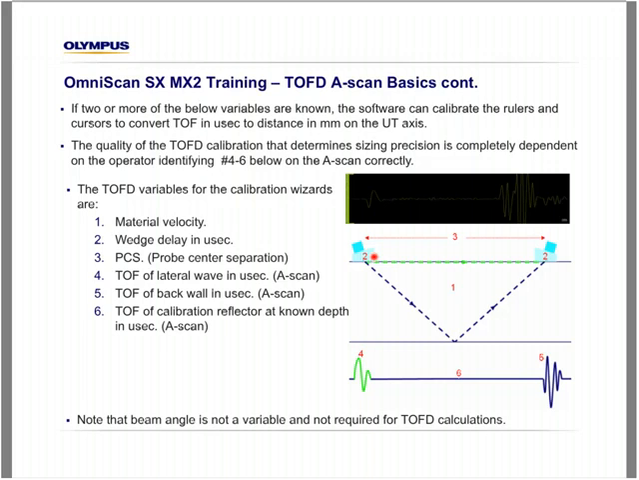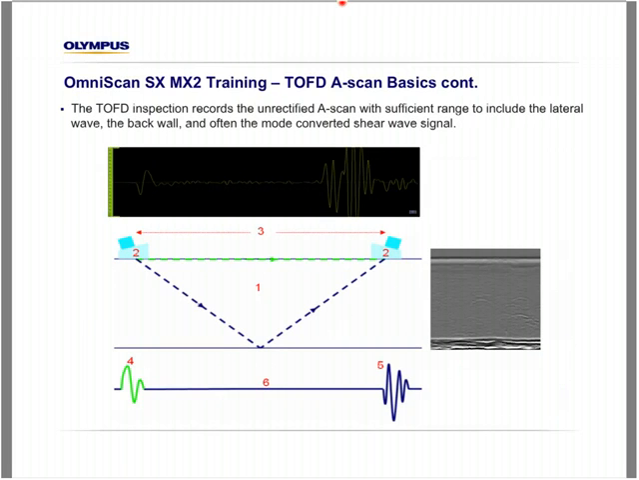This is the wedge delay of both the transmitter and the receiver combined together. The probe center separation is the distance between the exit point to exit point. And then the data itself, the time of flight of the lateral wave, the back wall, or any signal in between them, is where we're going to identify with cursors for precision measurements.